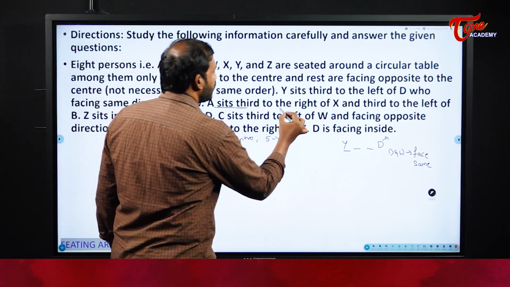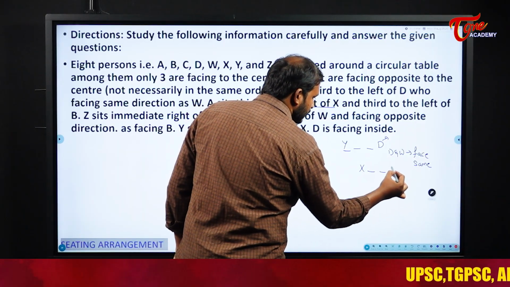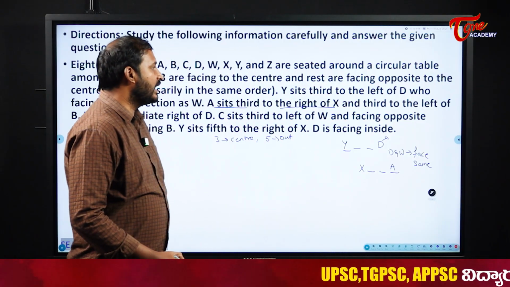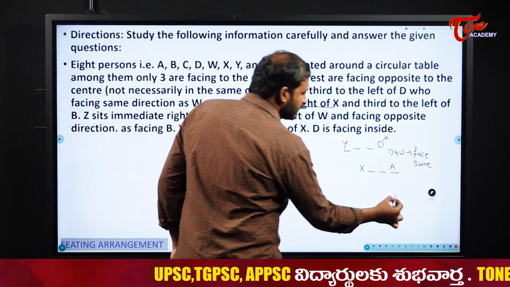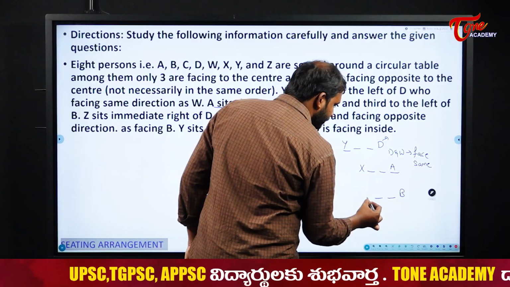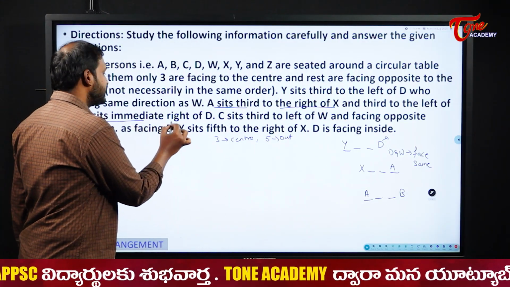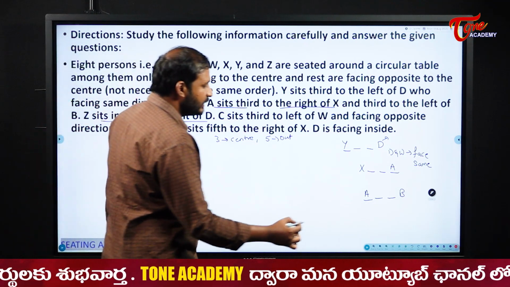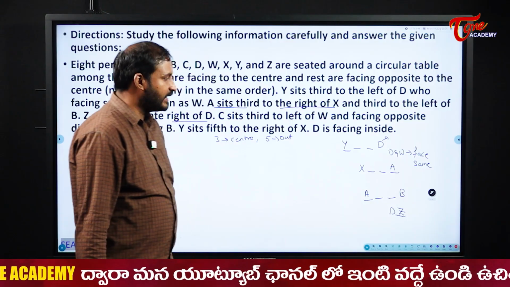A sits third to right of X. X's third right is A. And third to the left of B, that means about A only. A sits third to the left of B. Z sits immediate right of D. Okay, D's immediate right is Z for me.